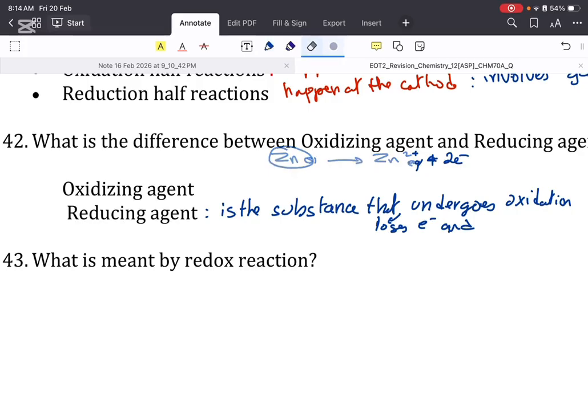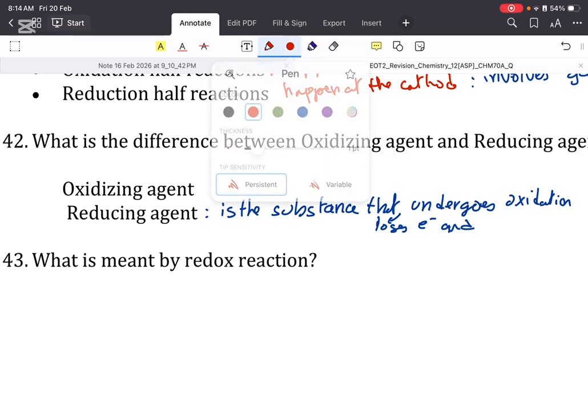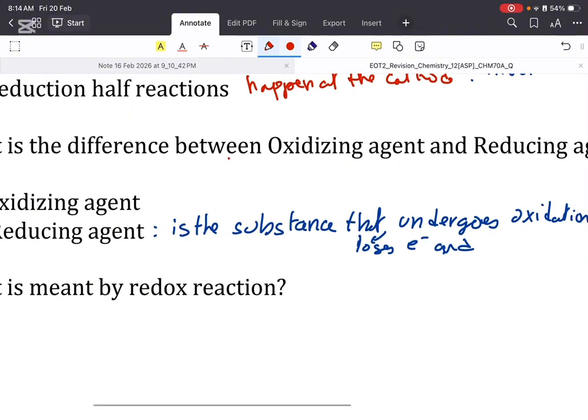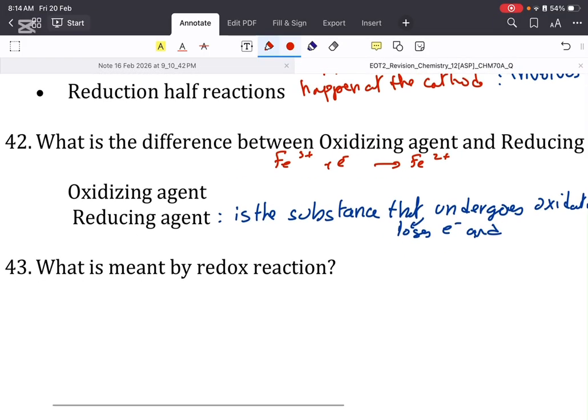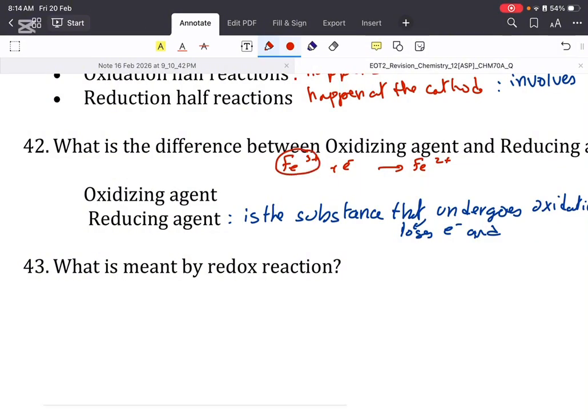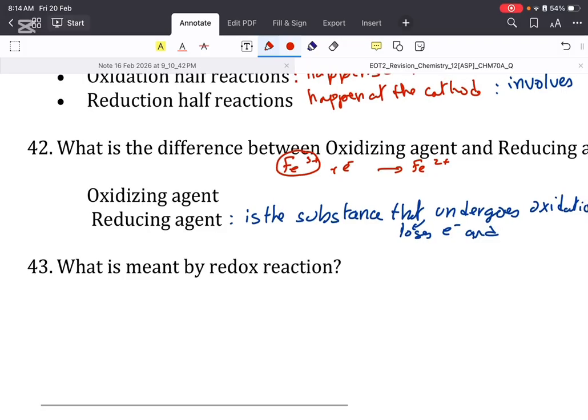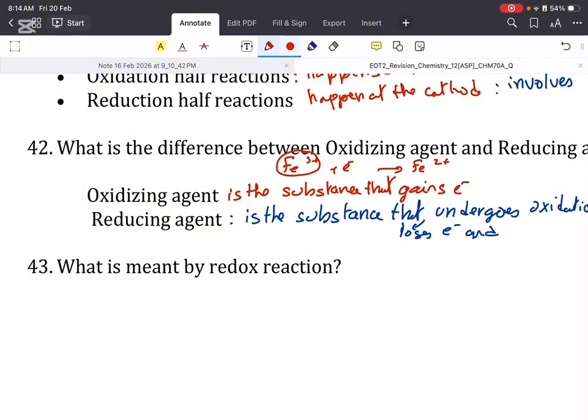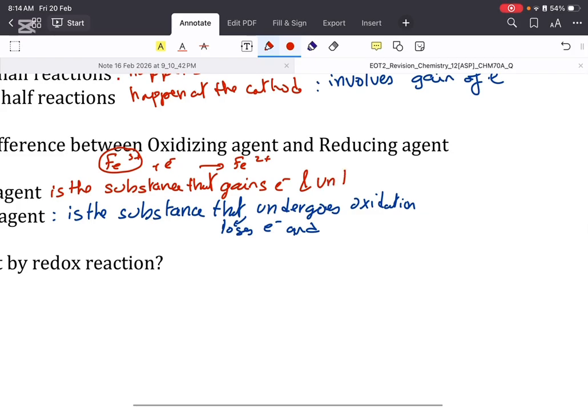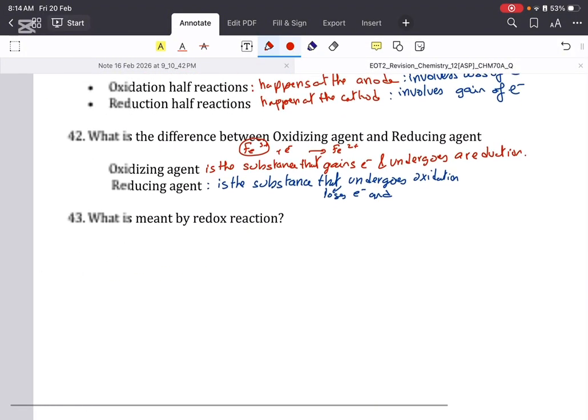Now let's do the opposite. If I have, for example, Fe3+ plus an electron going to Fe2+, that's a reduction from 3+ to 2+. So Fe3+ got reduced. This is the substance that I call oxidizing agent. It is the substance that gains electrons and undergoes a reduction.